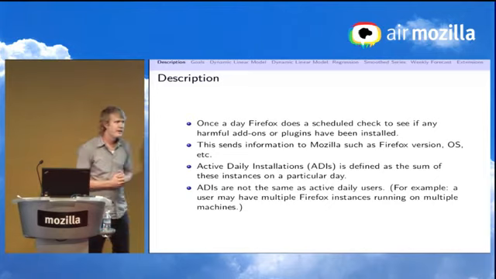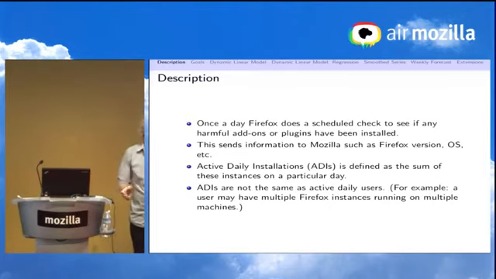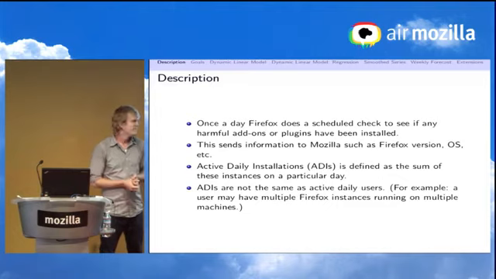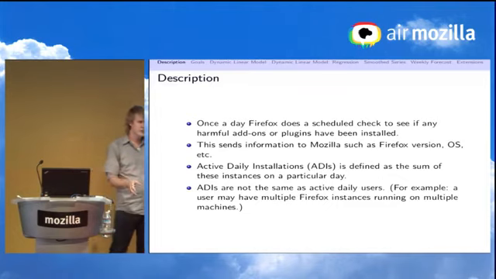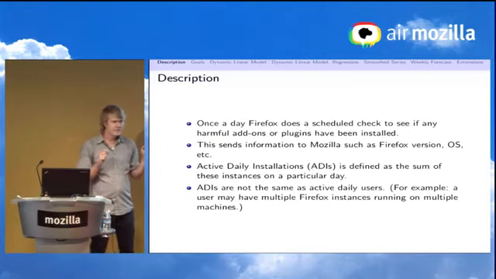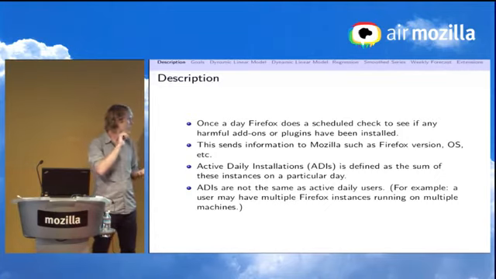So a little bit of background. I'm sure some of you may already know this, but once a day, Firefox does a scheduled check to see if any harmful add-ons or plugins have been installed. This sends information back to Mozilla, such as Firefox version, operating system, etc. And active daily installations, or ADIs, is defined as the sum of these instances on a particular day.